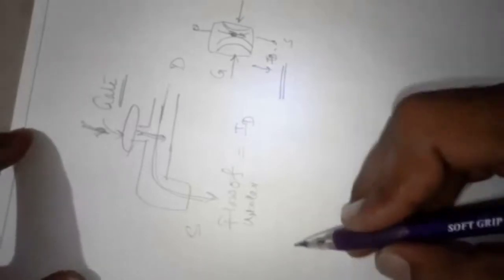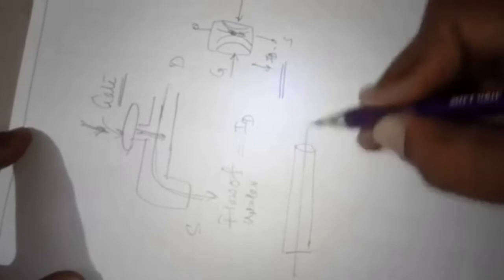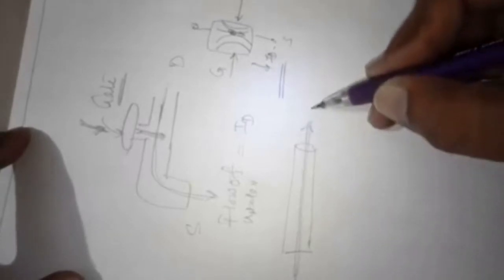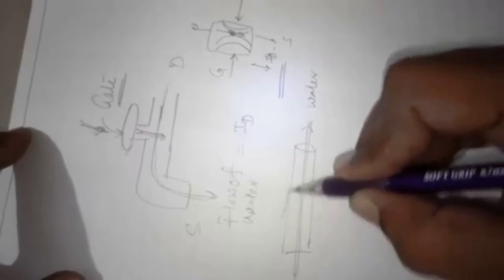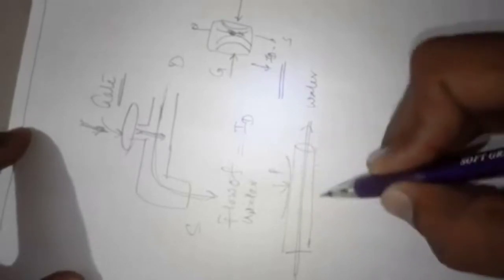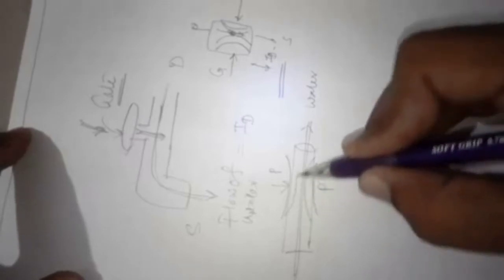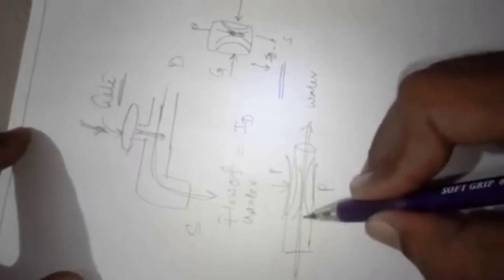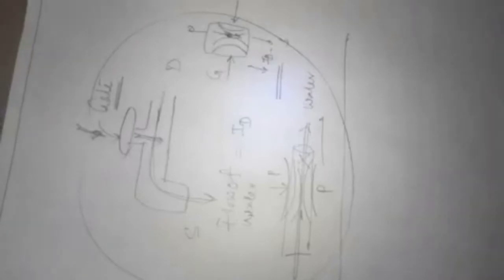In the same way, suppose water flows in a pipe and now we apply pressure on both sides. The pipe will be compressed, and at one stage the water flow will stop. In the same way we can understand the FET. Okay, thank you very much.